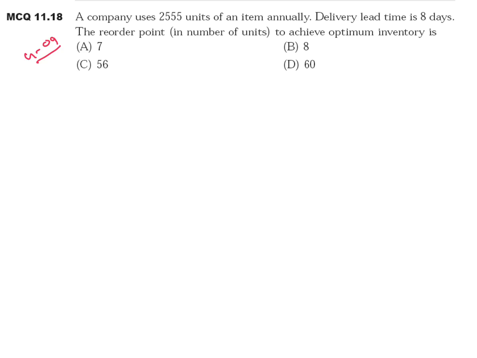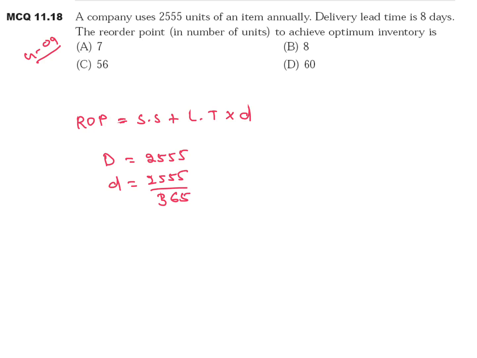Reorder point is safety stock plus lead time into daily demand. Here in this question, annual demand capital D is given, so you calculate daily demand. Then SS, the safety stock, is 0 here, and lead time is 8 days. You will get your answer. Anyone getting the answer? Please comment in the comment box.